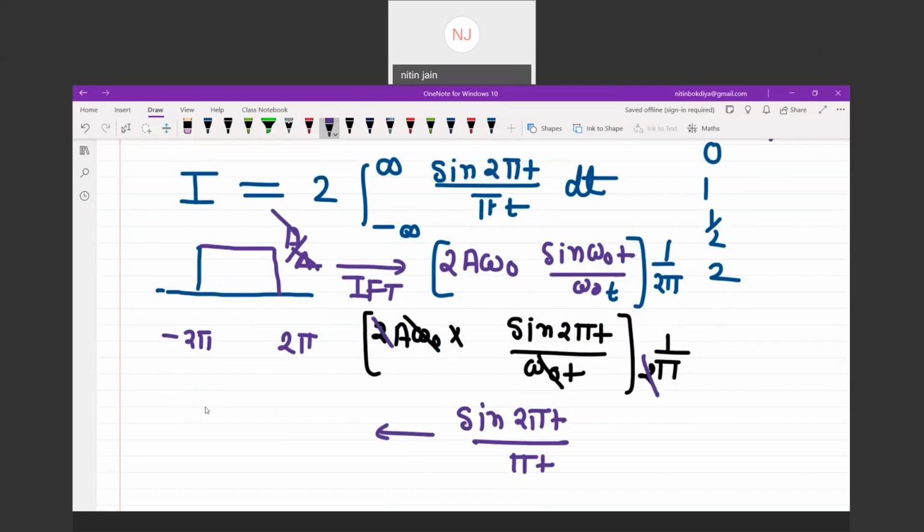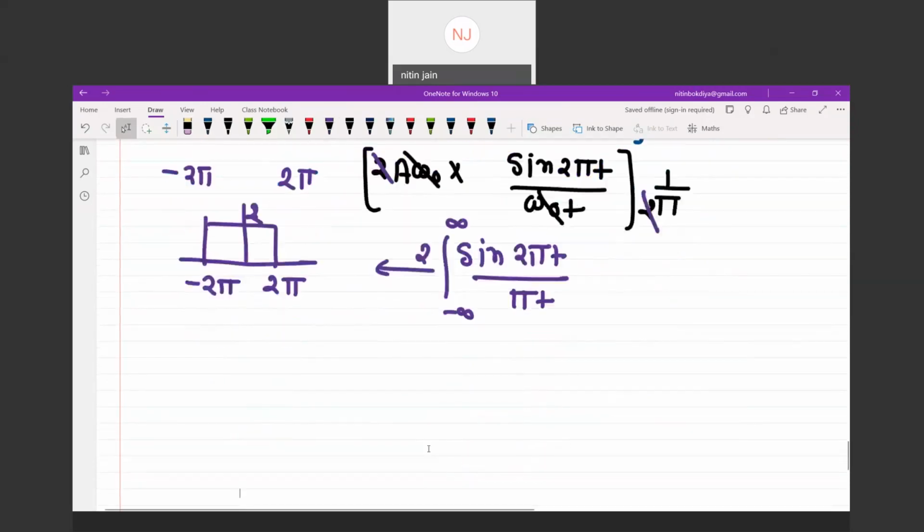So sine of omega naught t by pi t, when a is divided by a, 1 is equivalent to what? This is minus 2 pi to 2 pi. This is 1. So we know that the integral from minus infinity to infinity, if this is multiplied by 2, you can say this is also multiplied by 2. So we will use the property of area under the curve.